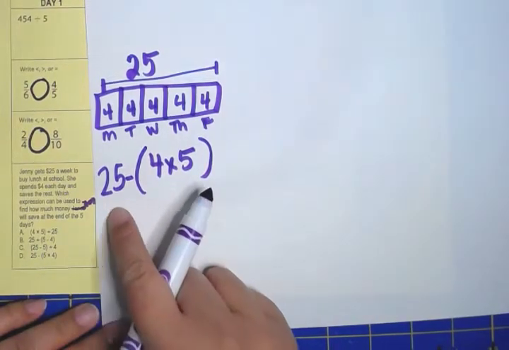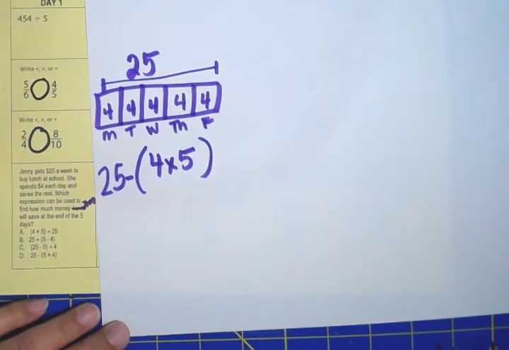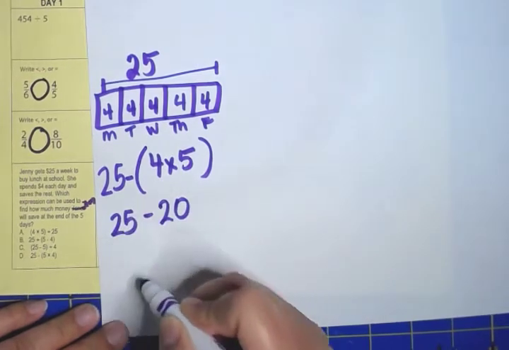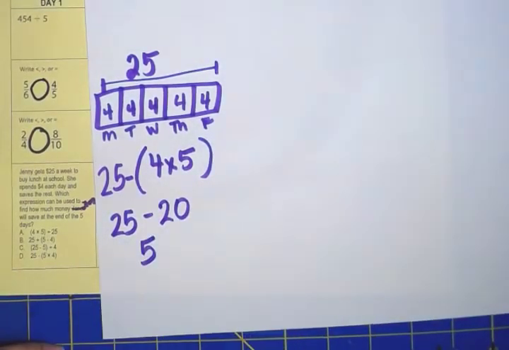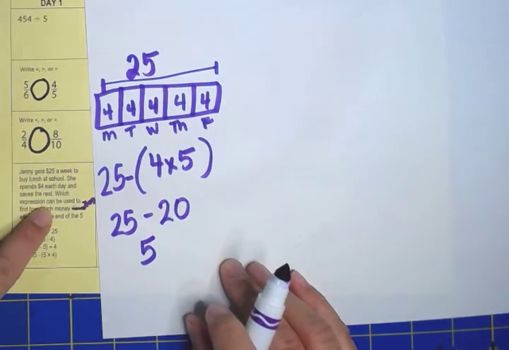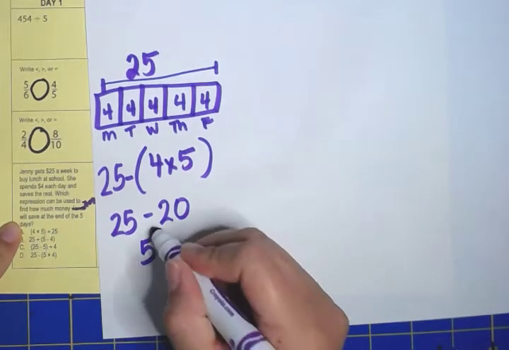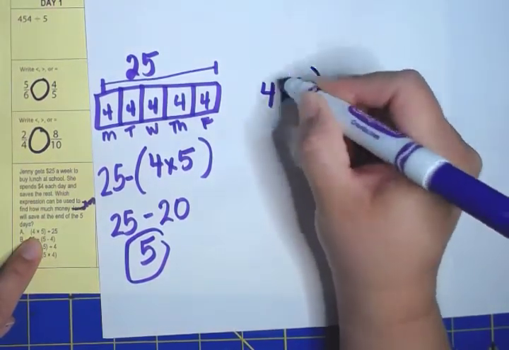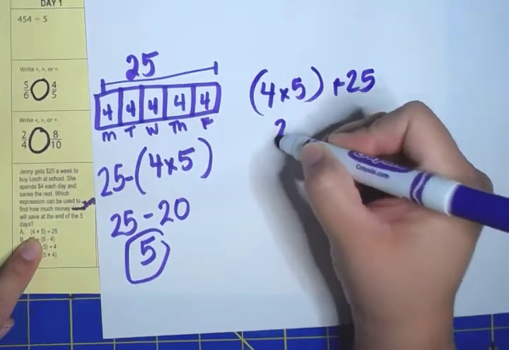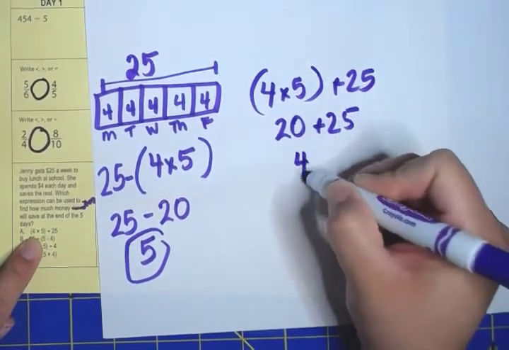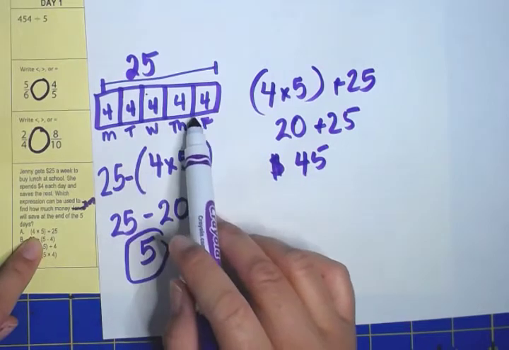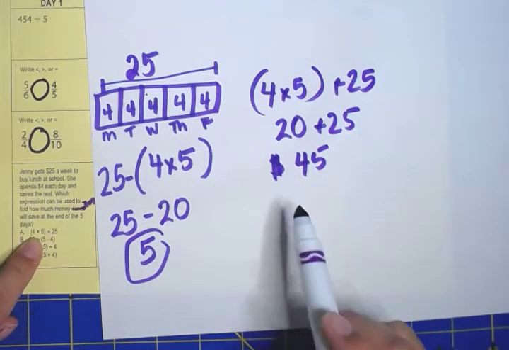This is one way to find the answer. You can multiply 4 times 5 is 20, and then subtract from 25, and you get 5. Now it's not asking for the answer, it says, which expression can be used to find how much money. So if you find the answer, and let's say you don't know the expression, then you can try out the other ones. 4 times 5 plus 25. 4 times 5 is 20 plus 25. That's going to give you $45. It doesn't make sense for her to have $25, spend some money, and then end up with $45.